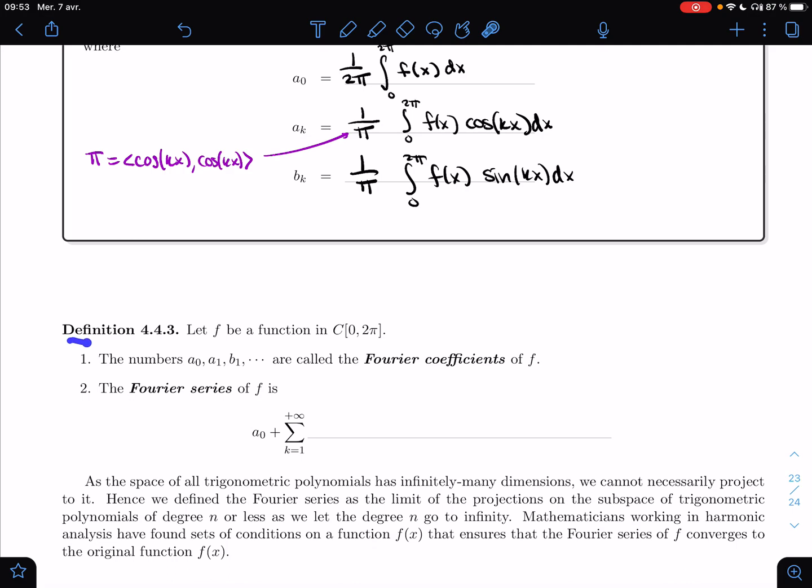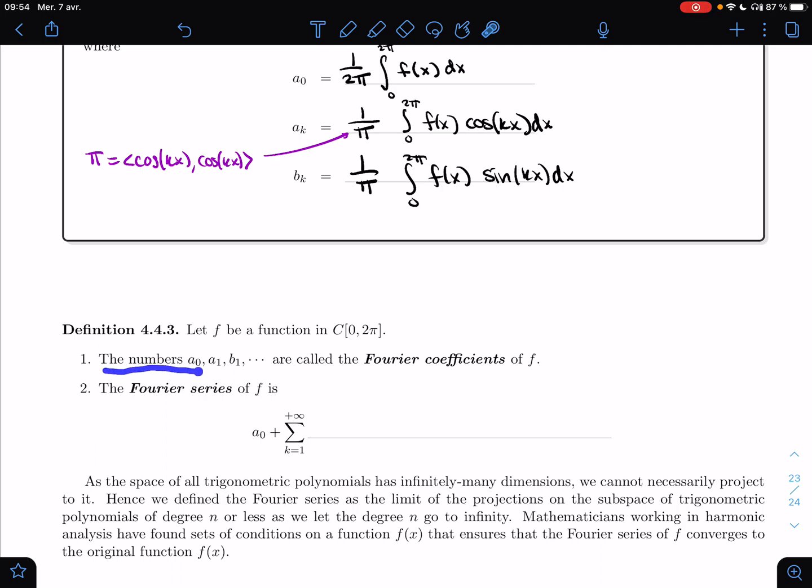Let's give this a name, definition 4.4.3. Let f be a function in C[0, 2 pi]. Often for this setting, we use periodic functions. The trigonometric functions are periodic with period 2 pi in this case, so they will give you at the end a projection that has period 2 pi. And so if you don't start with something that's periodic, it's kind of silly, but it still works, it just doesn't give you the function back.